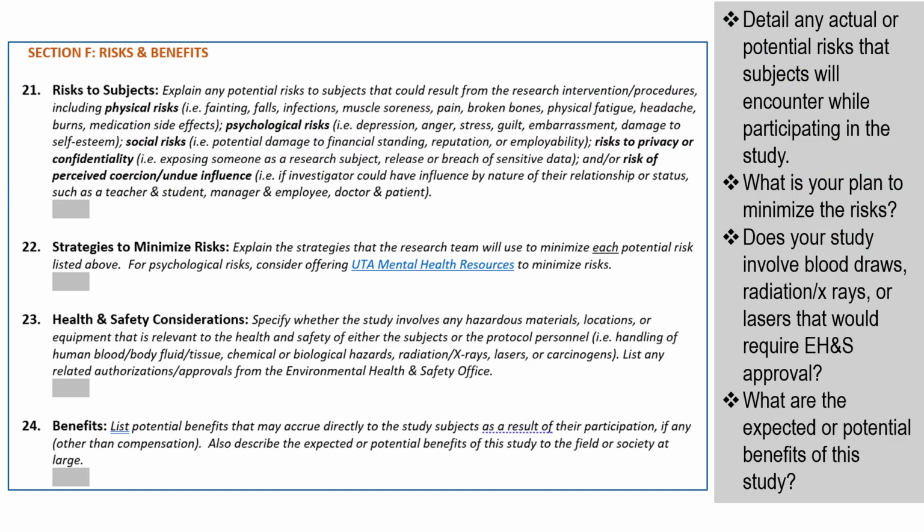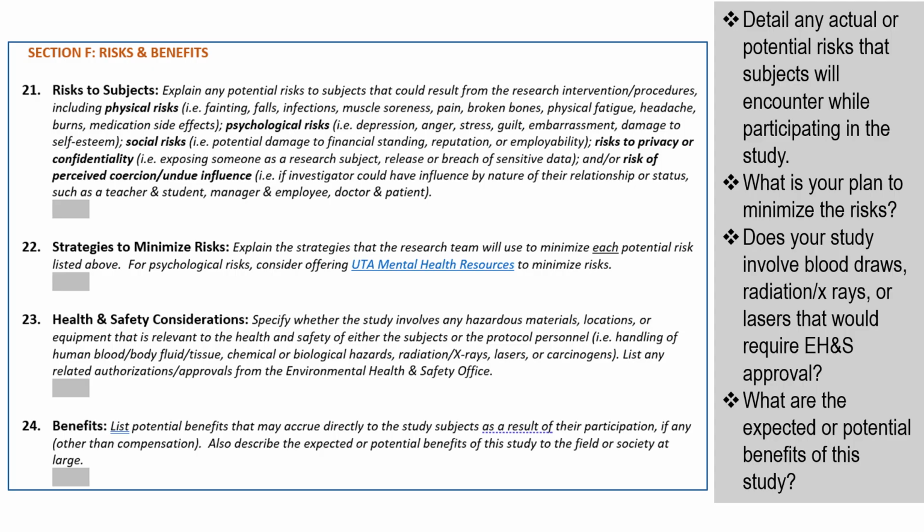The risk to subject section should clearly detail any actual or potential risks that subjects will encounter while participating in your study. This could be physical risks like falling or muscle soreness after exercise, or it could be psychological risks that may cause the subject to feel depressed, angry, or embarrassed while participating. There could also be social risks associated with participating in the study, especially if their identity will be known by others who are participating in the research. If you are conducting the study online or utilizing virtual platforms, there's always a potential risk to confidentiality.